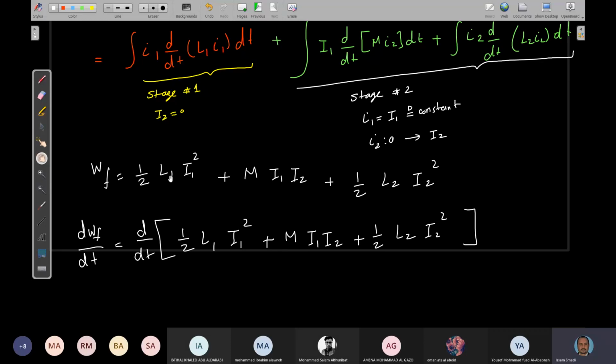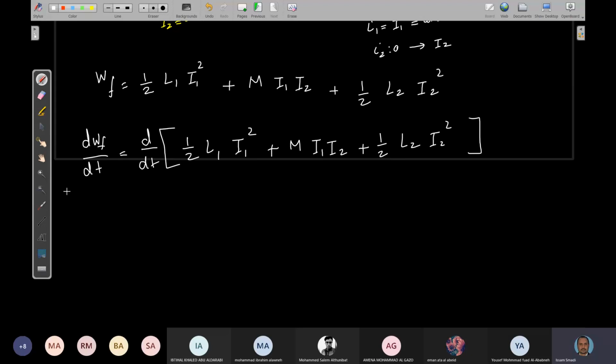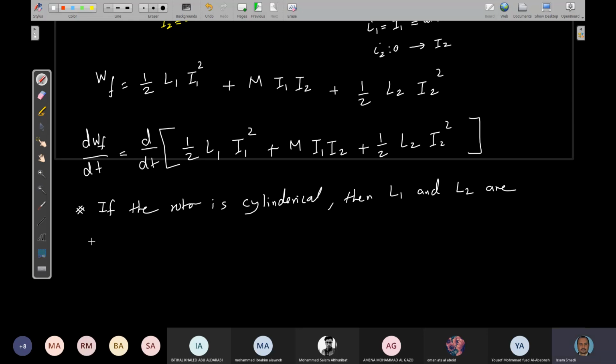And let's assume that I'm discussing a cylindrical rotor. I'm discussing what? A cylindrical rotor. So let's assume that if we have a cylindrical rotor, then L1 and L2 are constant or time varying? Constant. Why? Uniform air gap. Yeah, because the gap is uniform, so they are constant, independent of theta.